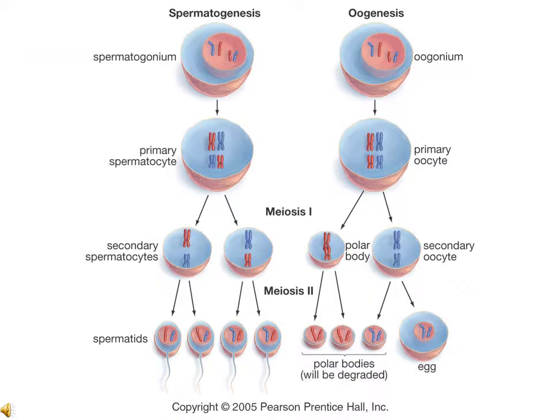So now that we understand the process of meiosis, let's review and look at what happens during spermatogenesis, which is the formation of sperm, and oogenesis, which is the formation of eggs. In spermatogenesis, we can see that we're starting off with 4 chromosomes. One, remember, has come from each parent.